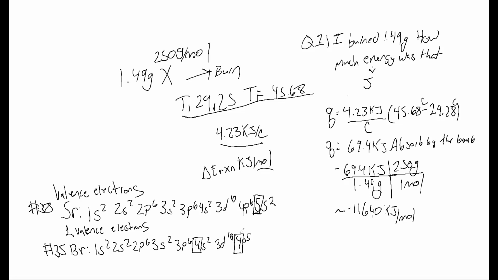And you have 2 different fourth energy level shells. You have the S shell and the P shell. And they're added together. So in total, bromine has 7 valence electrons. You have 2 electrons from the 4s orbital, and you have 5 electrons from the 4p orbital.